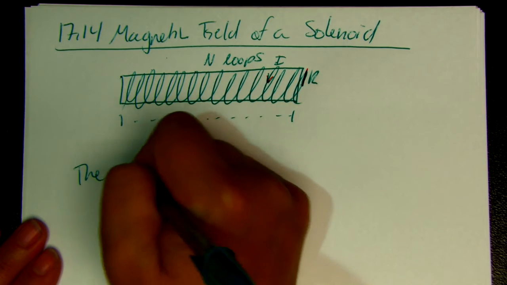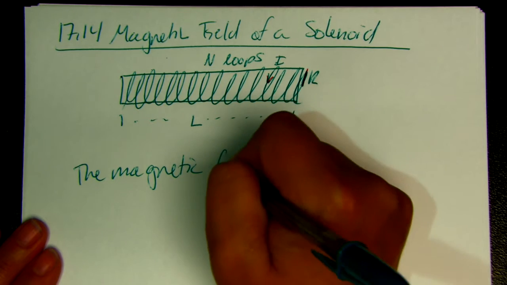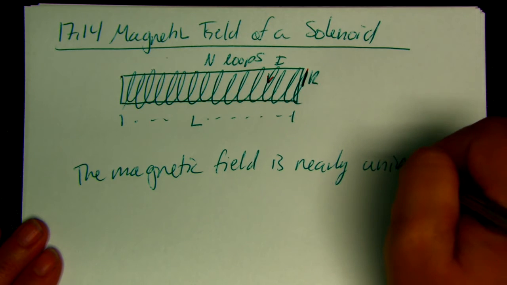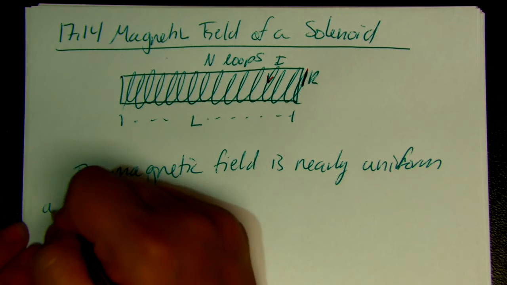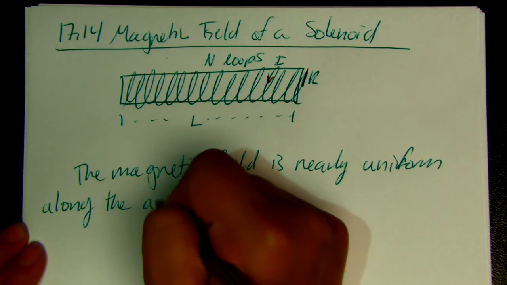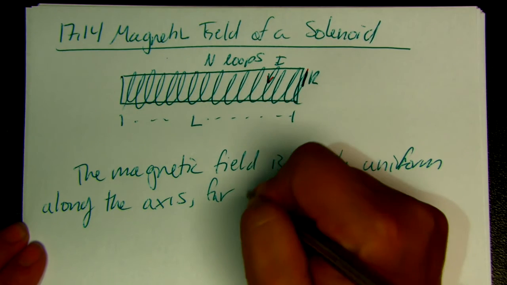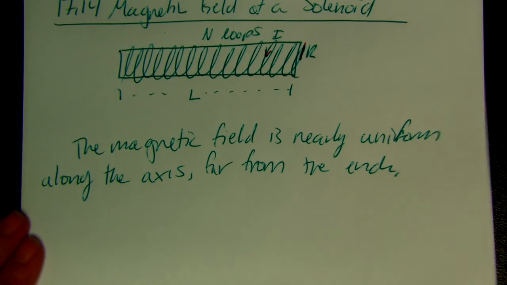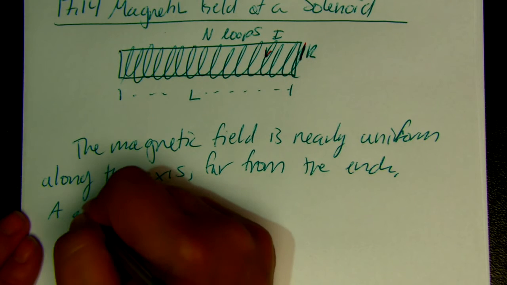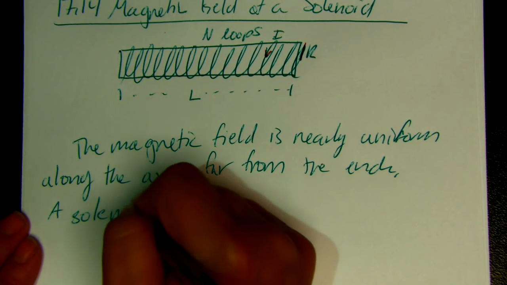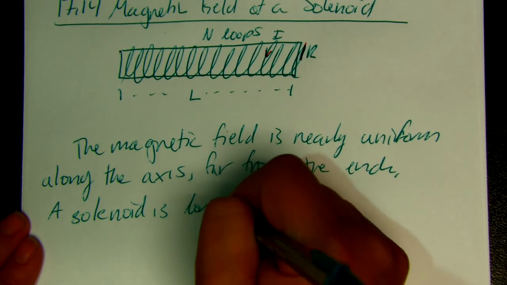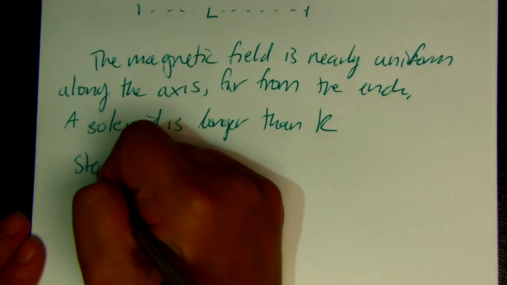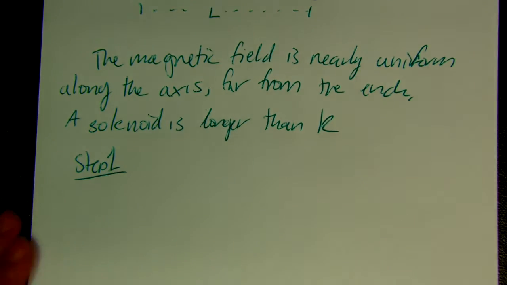The magnetic field is nearly uniform along the axis, far from the ends. And a solenoid is longer than the radius.